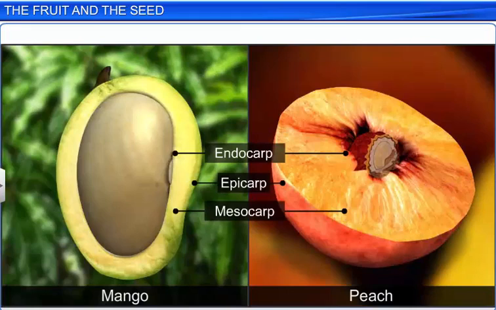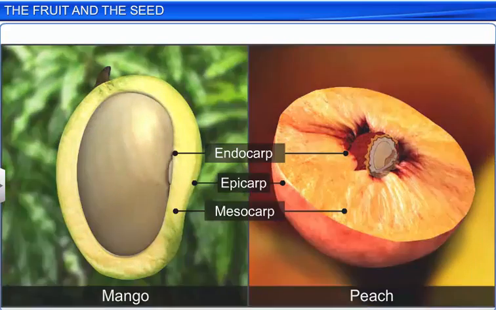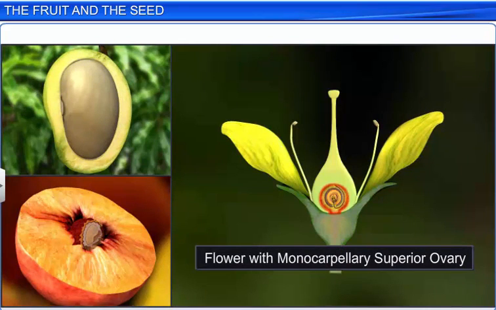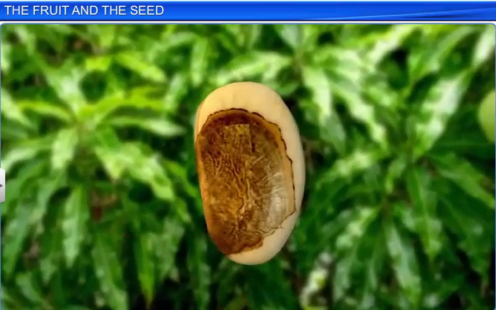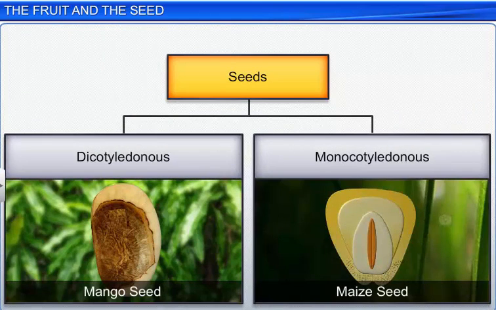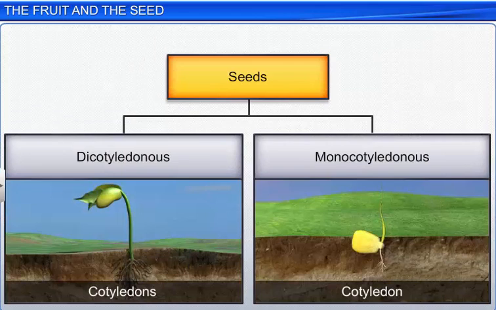Fruits such as mango and peach are also called drupes. Drupes are single-seeded fleshy fruits that develop from monocarpellary superior ovaries. Apart from the pericarp, the other part of a fruit is the seed. Based on the number of cotyledons, the seeds of flowering plants are classified as dicotyledonous and monocotyledonous. A seed with two cotyledons is called dicotyledonous, and with a single cotyledon is called monocotyledonous.